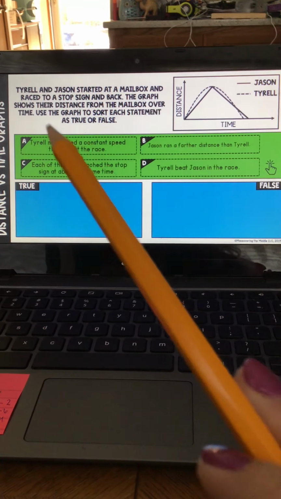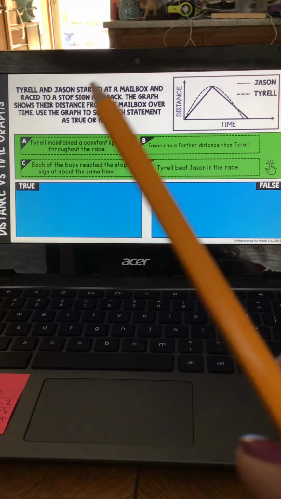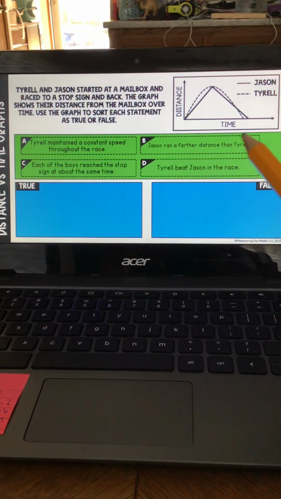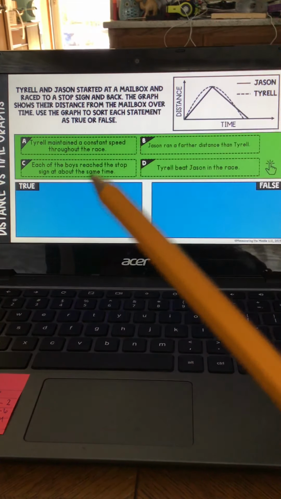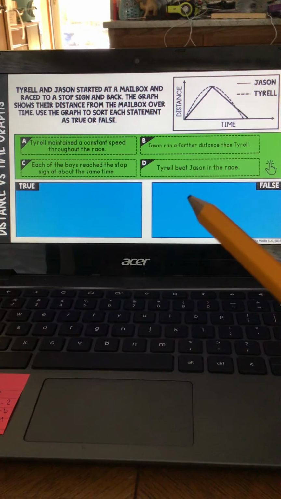They're starting at a mailbox. They race to the stop sign and back. So that's why both of these are returning back. Jason's is the solid line. Tyrell's is the dotted line. So which of these statements are true and which are false?